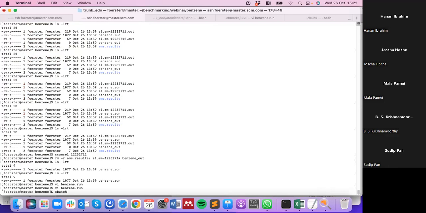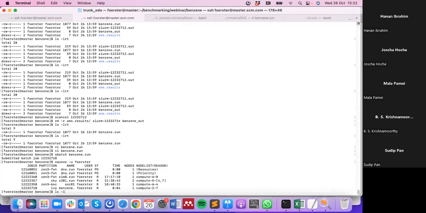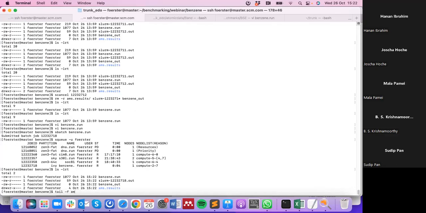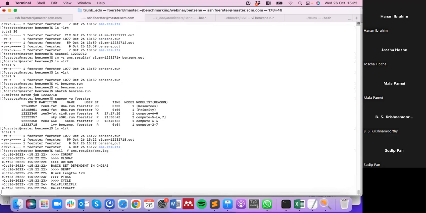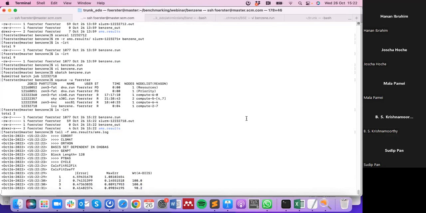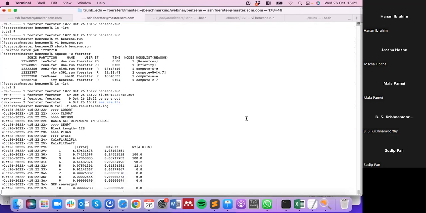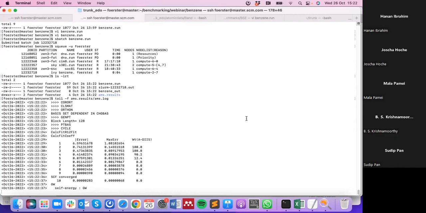Okay, and now I submit this and hope that the queue is empty. It is, great. Let us look at the log file. That whole calculation should take a little bit less than a minute. So now we are calculating integrals. We are doing an SCF. Well, that is just a hybrid calculation, that's very fast for this system. And now we start the GW calculation. That should take a few seconds. And we wait a little bit.